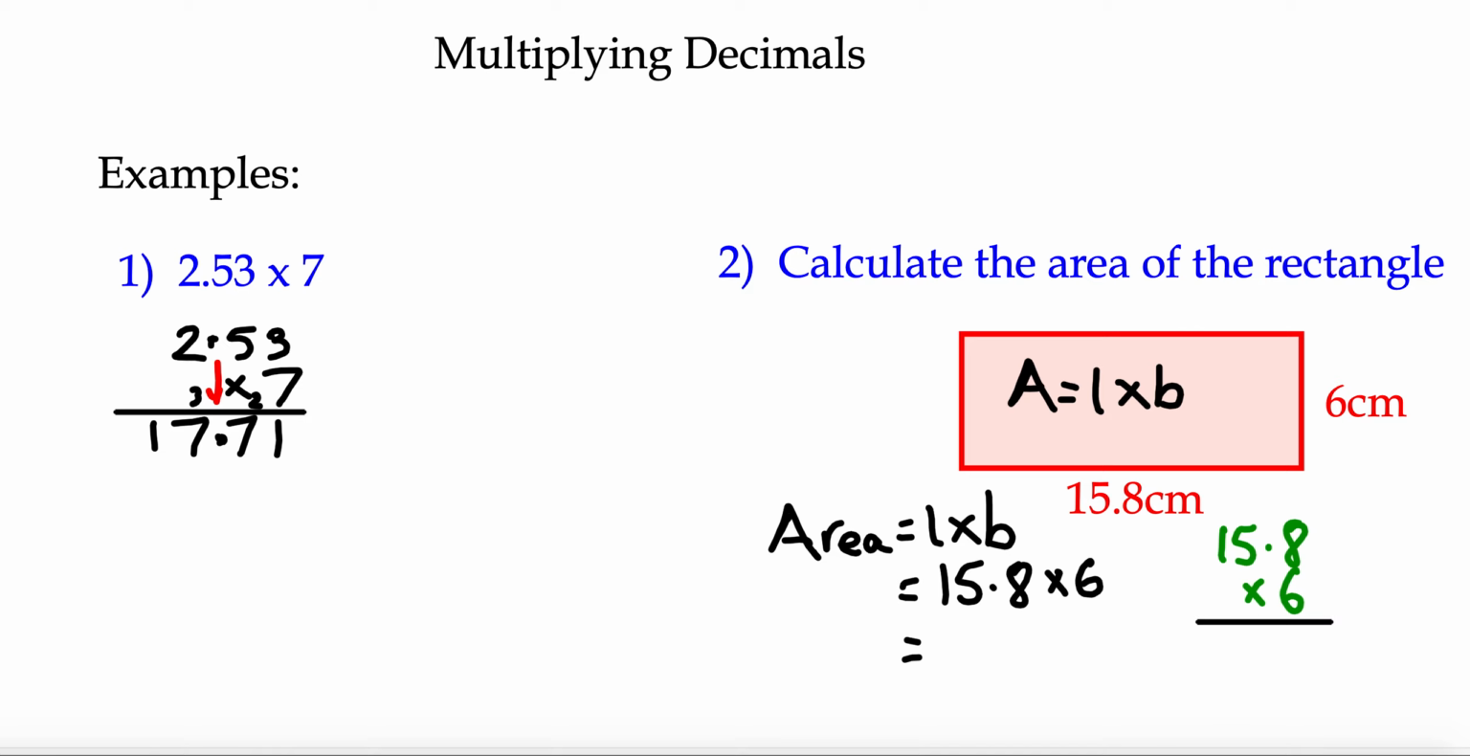So there's my 6 times 8 is 48. Put down the 8 and carry the 4. 6 multiplied by 5 is 30, plus the 4 is 34. Carry the 3. And 6 multiplied by 1 is 6. Add the 3 is 9. Okay, so where does the decimal point go? Well, 15.8, there's a decimal point there. It's straight underneath. It's going to be the 94.8. So my answer, I'm going to rewrite it, 94.8.